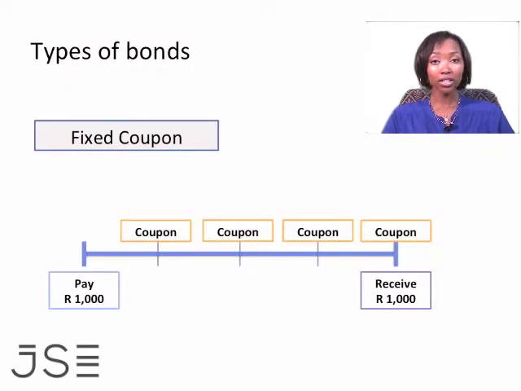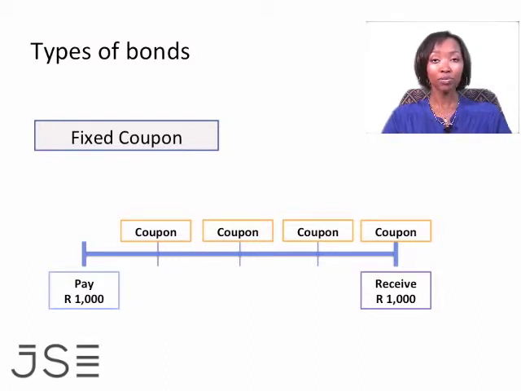So what we've been looking at so far are fixed coupon bonds. For example, if you look at the slides, an investor would pay 1,000 rands. Let's say a 3-year bond that pays a coupon every year. Oh, sorry, in this case, it would be a 4-year bond. So while they hold the bond, every single year, they'll receive a coupon. And in the final year, they'll receive the final coupon and the 1,000 rand that they've invested initially.